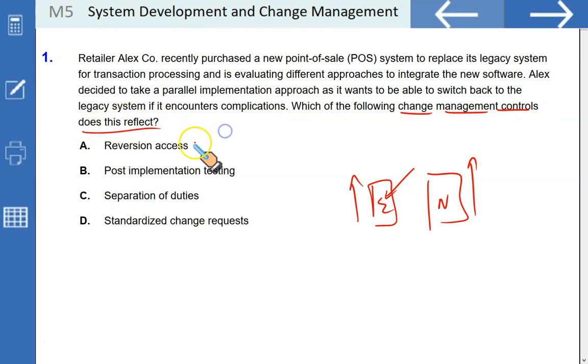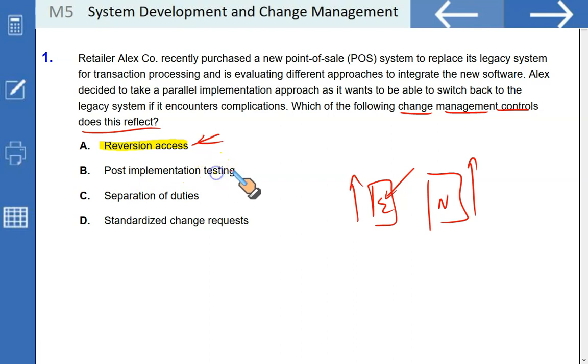Reversion access. This is true. This is the right option. Reversion access involves that the firms simultaneously run two systems in parallel, right? So in case there is a problem in the new system, the firm can revert to the old system if unexpected complications arise. So this is the true statement, without doubt.